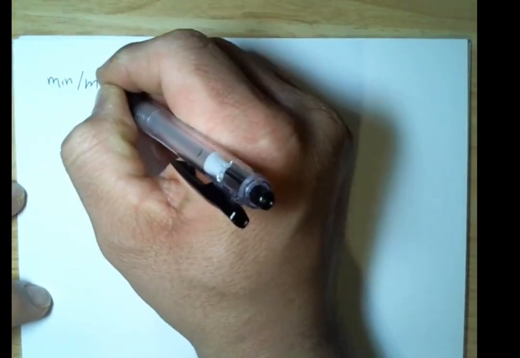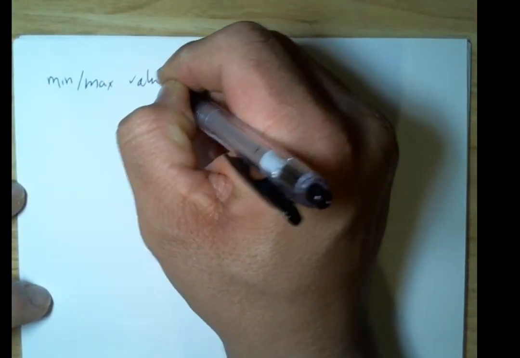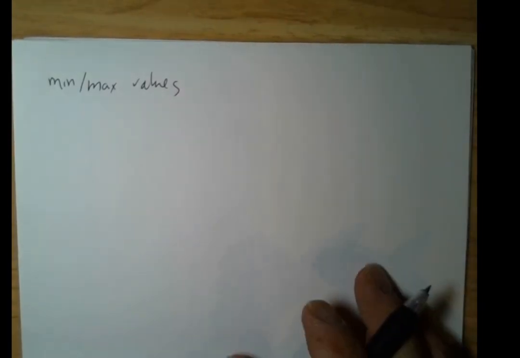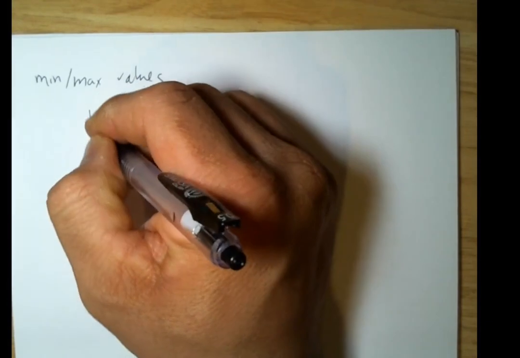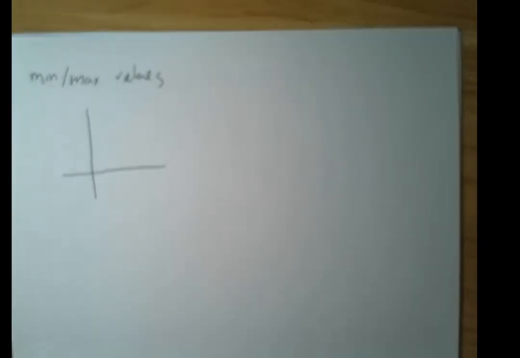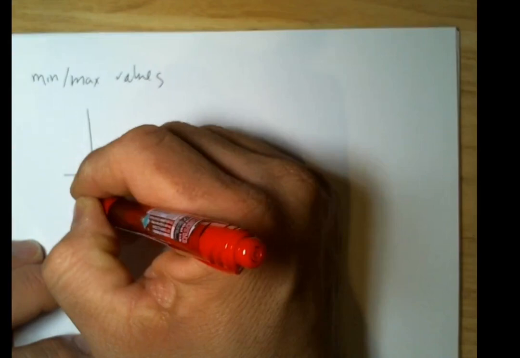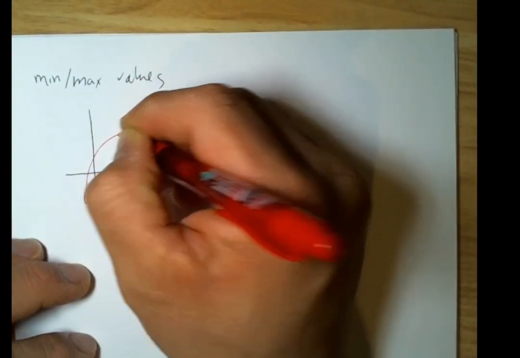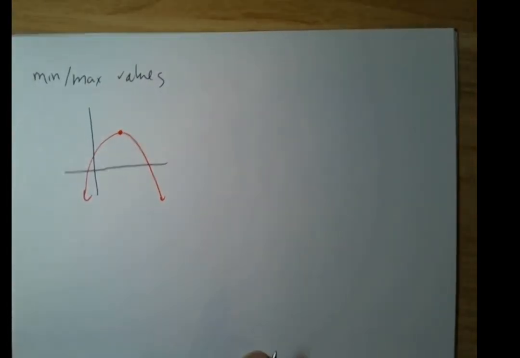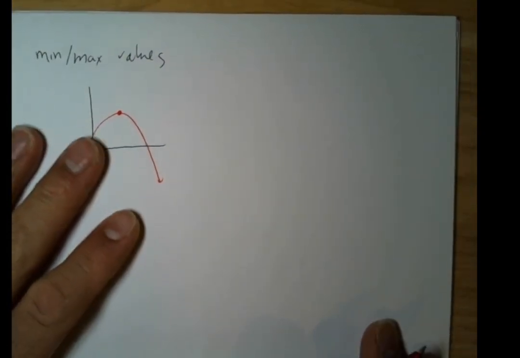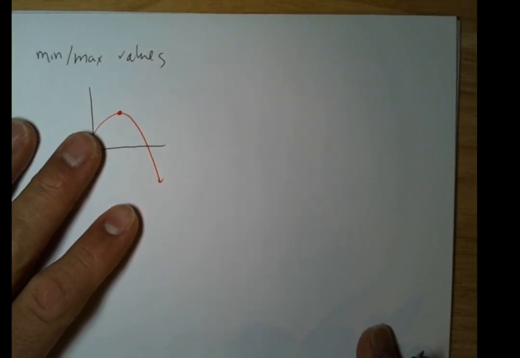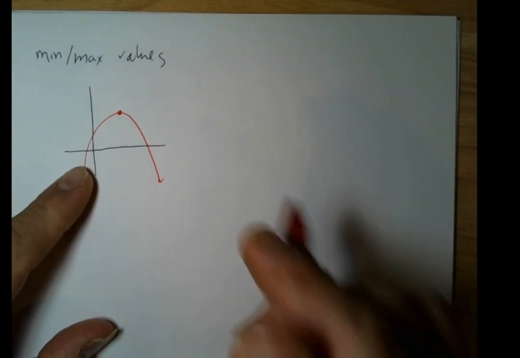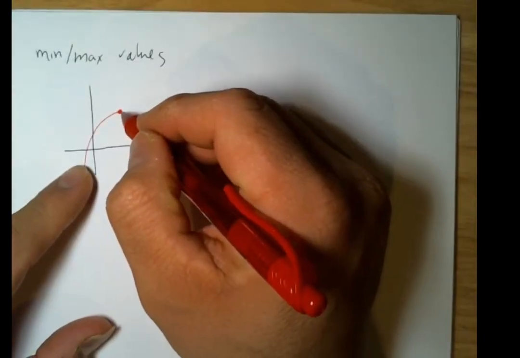Min/max values. The nature of the parabola shape always lends itself to one or the other, so it's either going to have a min or it's going to have a max. Now, let's say we have a parabola that looks like this. We see that at this point here, and coincidentally it's the vertex, so not coincidentally, in terms of finding min or max, they will occur at the vertex. Since it's opening downward, it reaches essentially a peak.